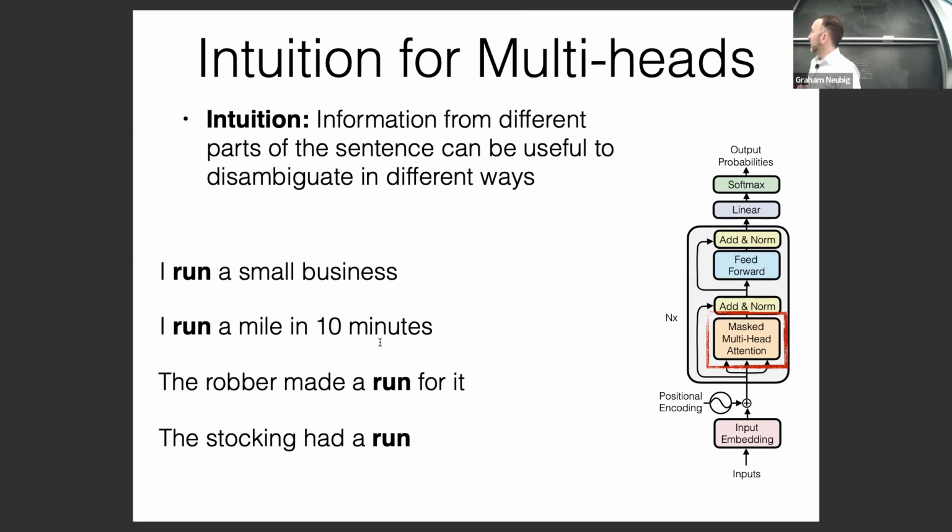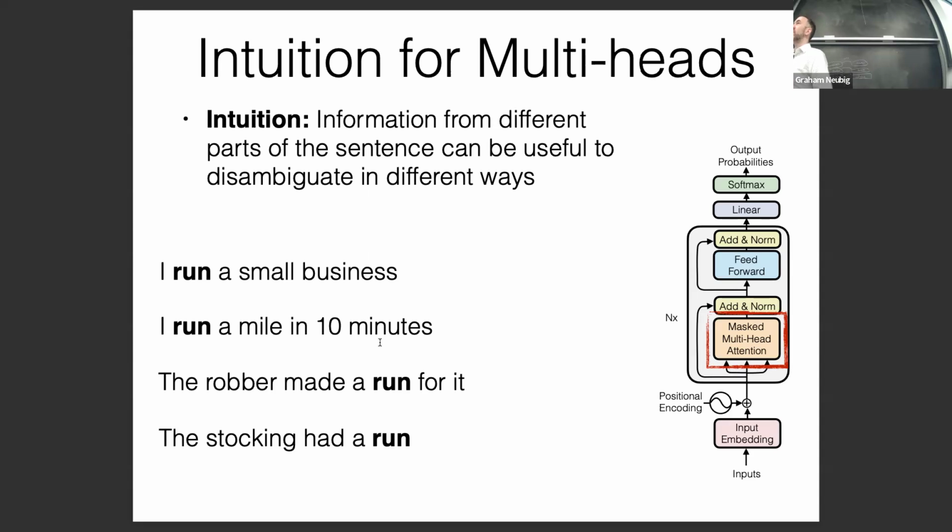So I wrote 4 examples of the word run here. Can anybody tell me how these are different? How are 1 and 2 different from 3 and 4? Yeah, the first 2 are verbs, and the second 2 are nouns. And how is 1 different from 2? If you know another language, if you translate them into another language, are they translated the same or differently? Yeah, the meanings are different.